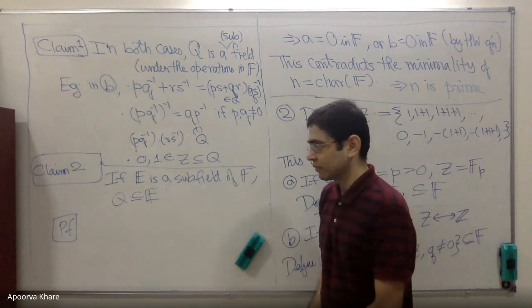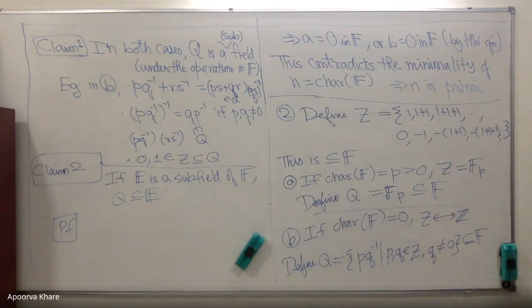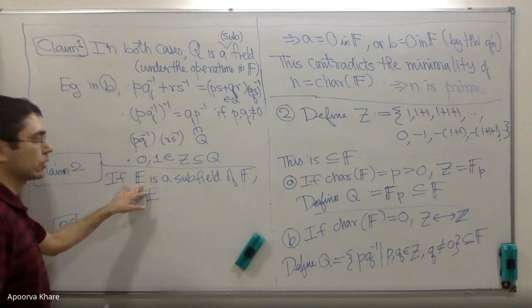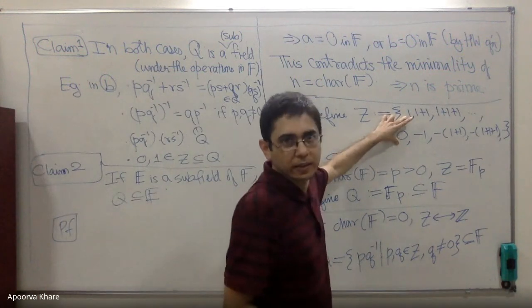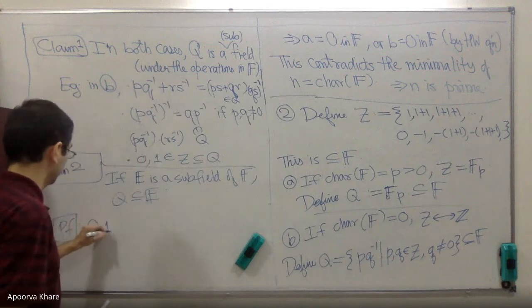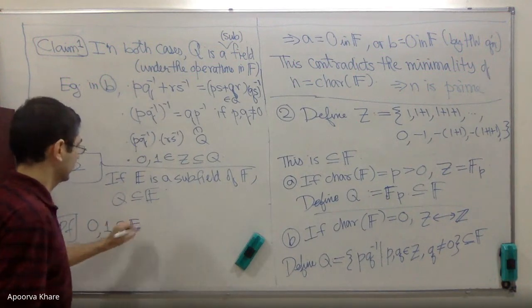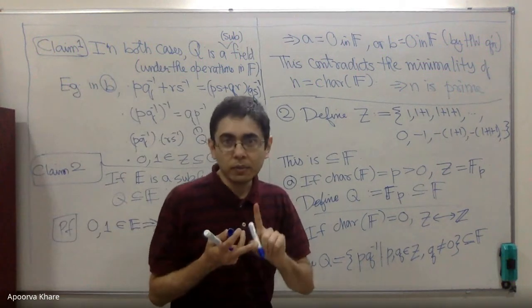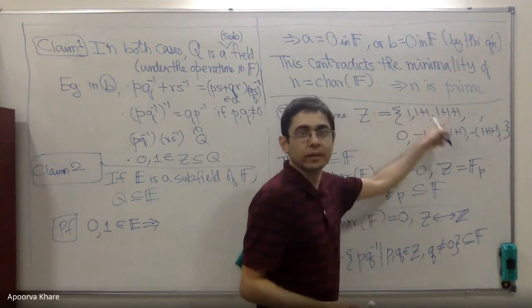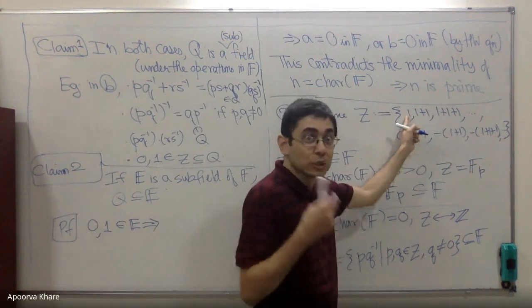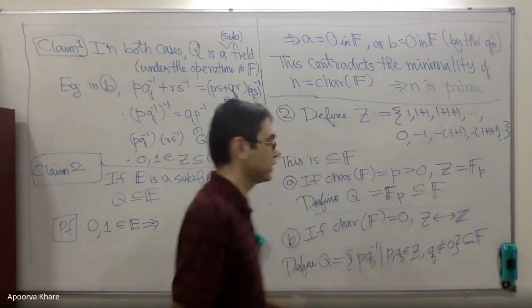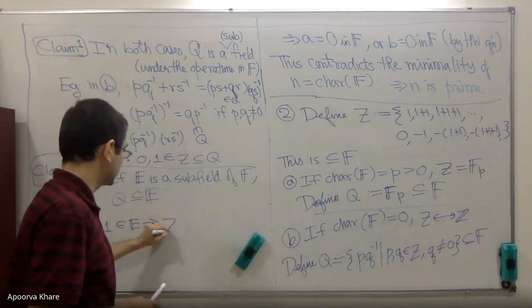For those of you who just want to enjoy the show, what we do is the following. First of all, if E is a subfield, then 0 and 1 are clearly contained in E. Because of 0 and 1, and because E is closed under addition and negatives, all of these are contained in E. Because 1 is contained in E, E is closed under the field operation, so 1 plus 1 is contained in E, 1 plus 1 plus 1 is contained in E, and so on. This implies Z is contained in E.